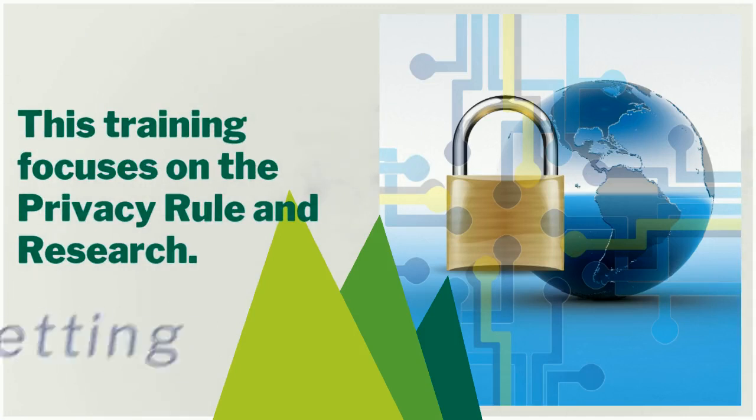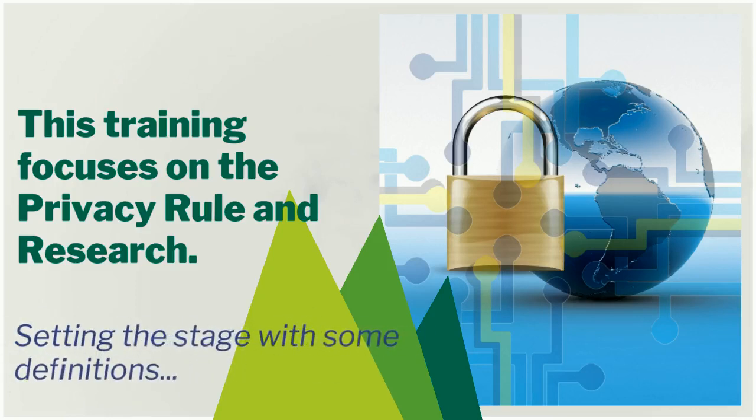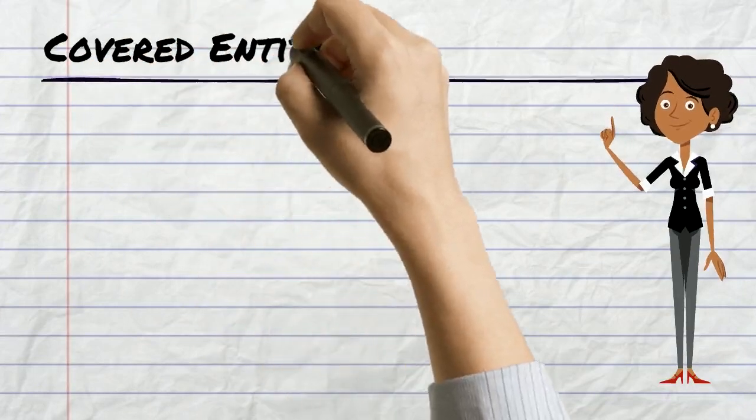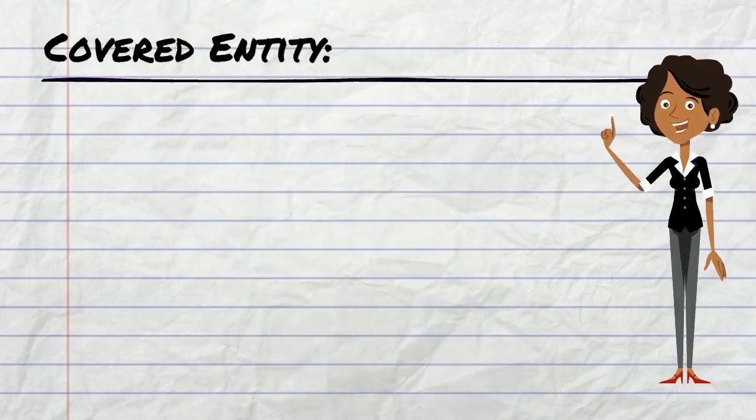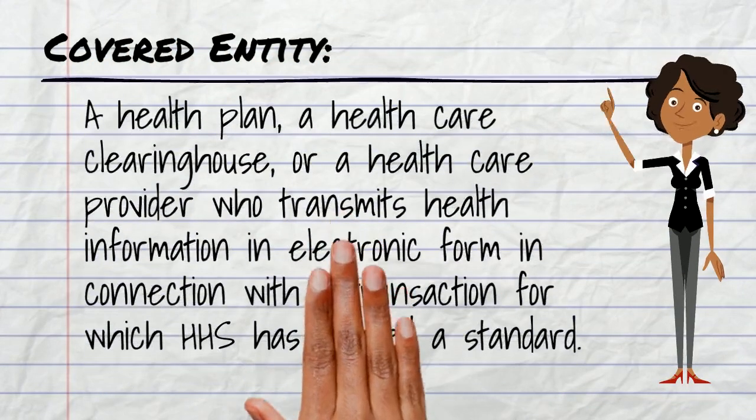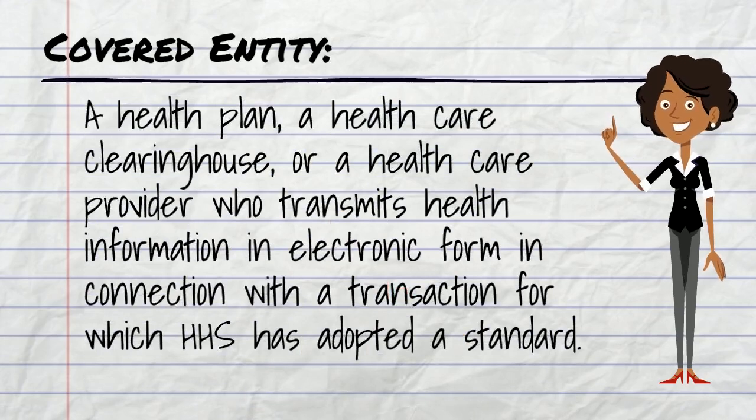To set the stage, it is important to understand how HIPAA defines each of these elements. A covered entity is a health plan, a healthcare clearinghouse, or a healthcare provider who transmits health information in electronic form in connection with a transaction for which the Department of Health and Human Services has adopted a standard.